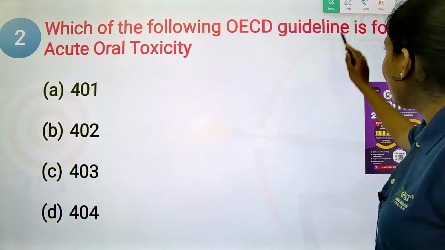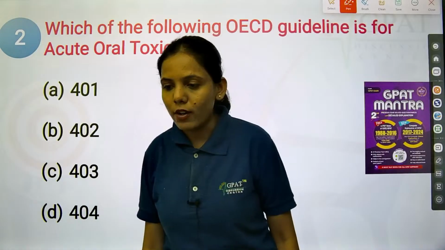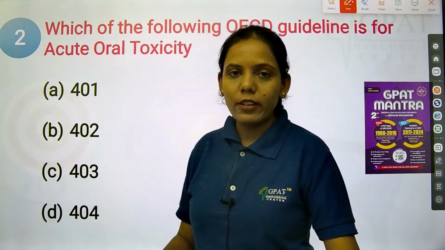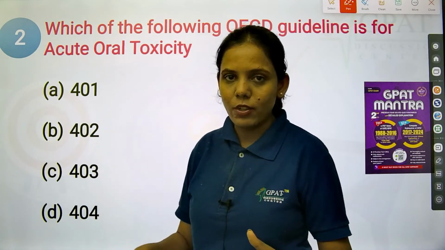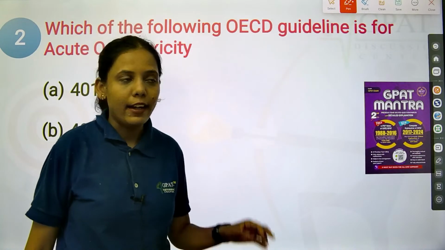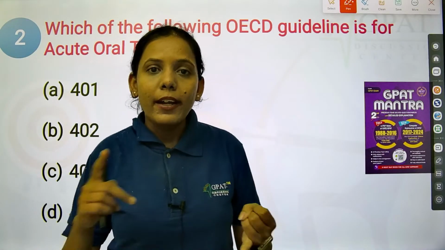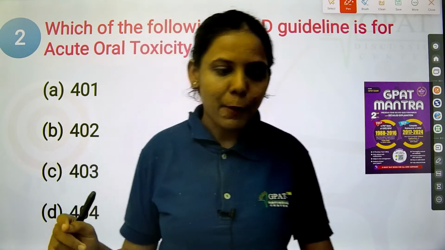Next is, which of the following OECD guidelines is for acute oral toxicity? We will talk about the headquarters and all for the OECD in the upcoming questions. For now, tell me, for acute oral toxicity, which is the guideline? For that, there is a very simple trick. First of all, now everybody knows who has taken the retirement from cricket.